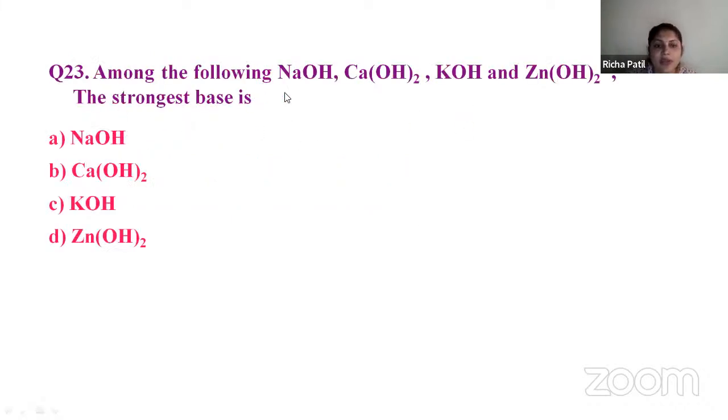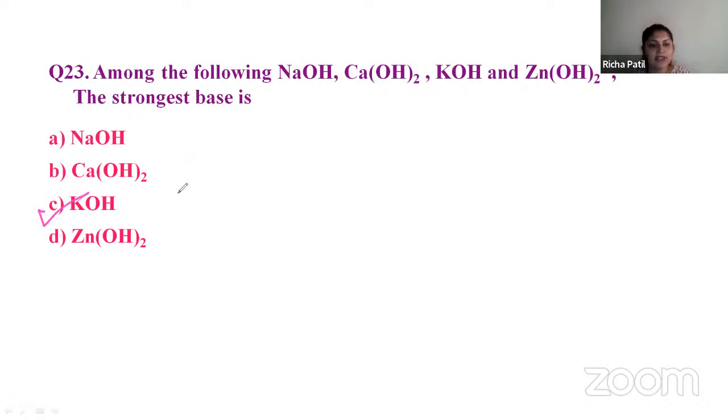Among the following: sodium hydroxide, calcium hydroxide, potassium hydroxide, and zinc hydroxide, which is the strongest base? The strongest base is potassium hydroxide. Okay, C is the answer.